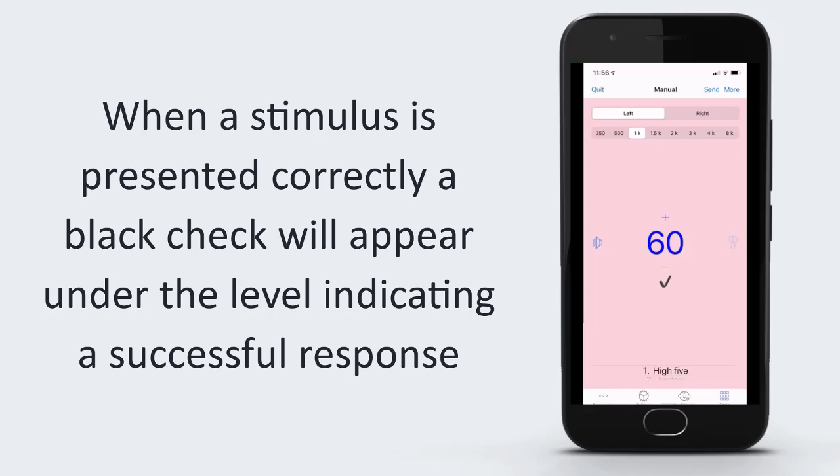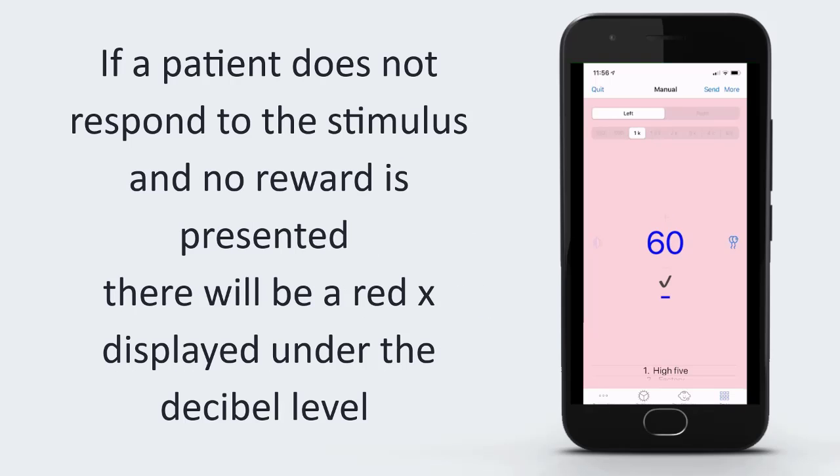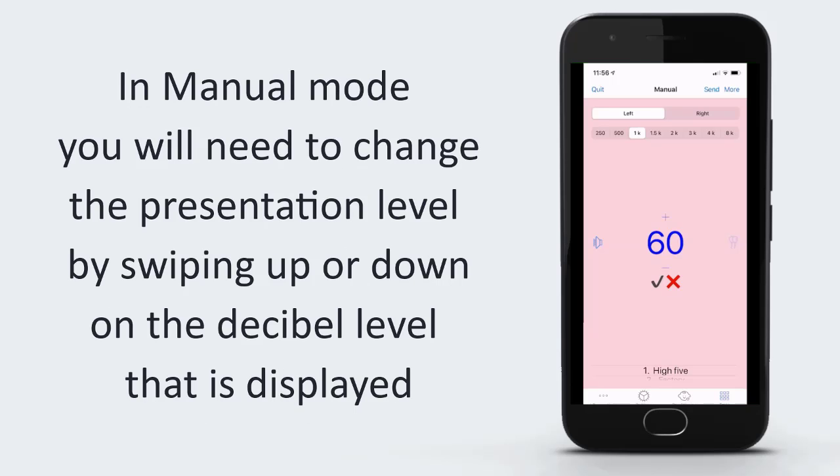When a stimulus is presented correctly, a black check will appear under the level indicating a successful response. If a patient does not respond to the stimulus and no reward is presented, there will be a red X displayed under the decibel level. In manual mode, you will need to change the presentation level by swiping up or down on the decibel level that is displayed.